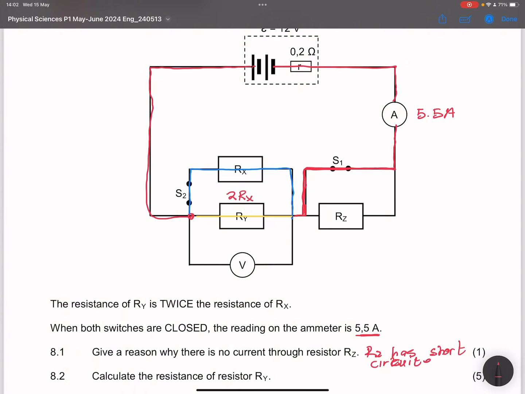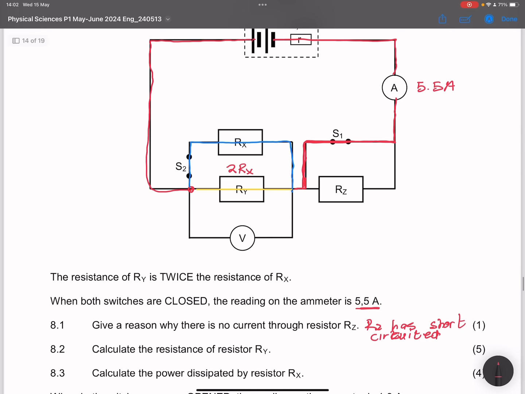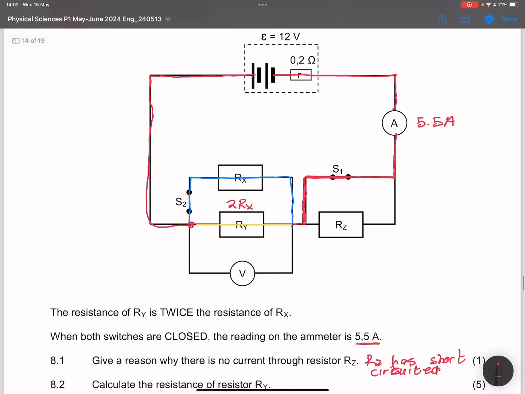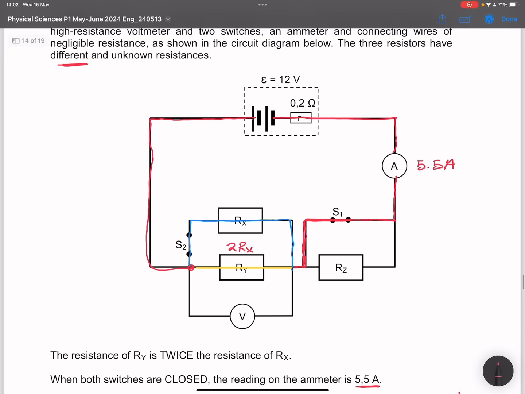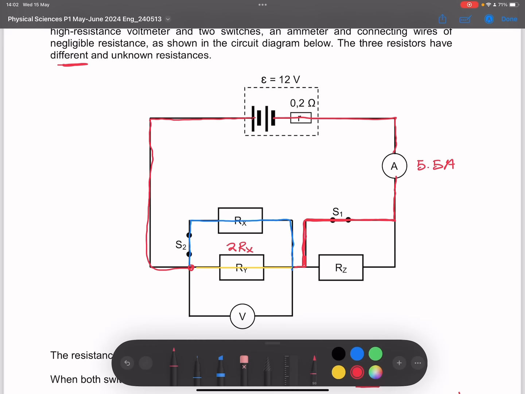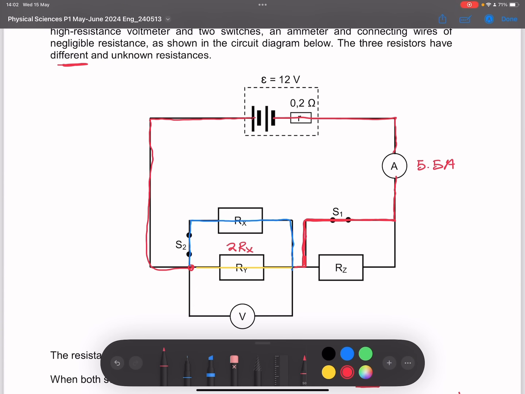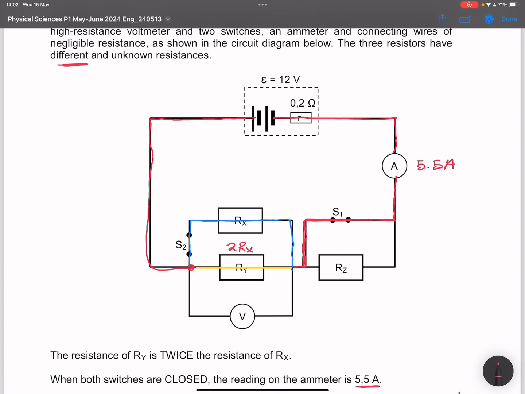Right, ladies and gents, let's now go to the next one. They say calculate the resistance of Ry. Before we calculate Ry, let's calculate Rx. So what I'm going to do is, remember, we've got the EMF, we've got our total current, and we've got the internal resistance.